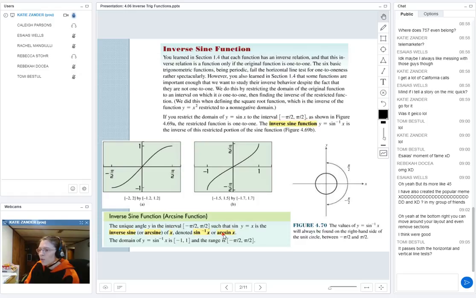All right, any questions with the notation aspect of that at all? We're pretty used to that -1 exponent for inverses, but the arcsine I think is something new to us.